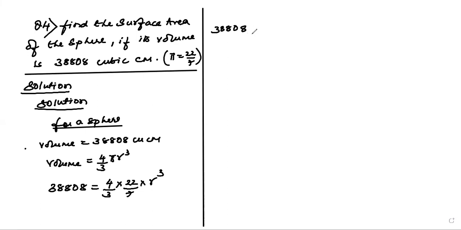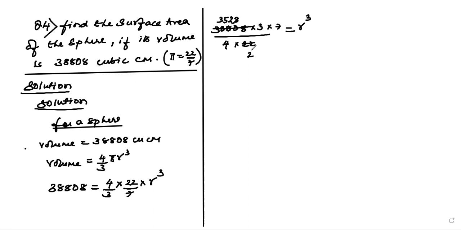38808 multiplied by 3 into 7, the whole thing divided by 4 into 22. So when you do it, please have a look at r cube you'll get... This number is divisible by 11, children; you can try the 11 divisibility test. 11 2s are 22, 11 3s are 33, so 5 remainder 58. 5s are 55, 3 remainder 30. 2s are 22, 8 remainder 88.